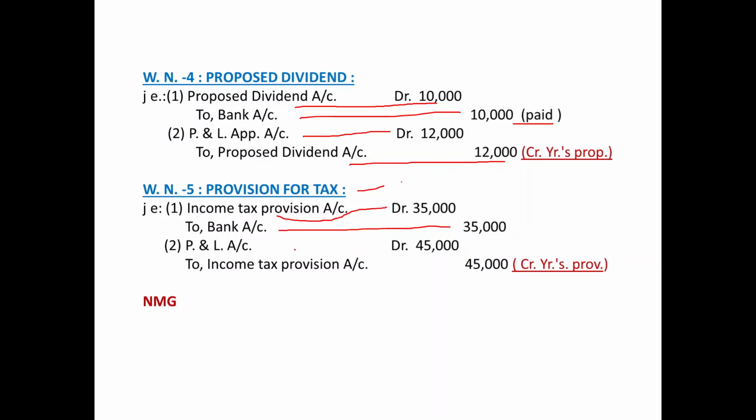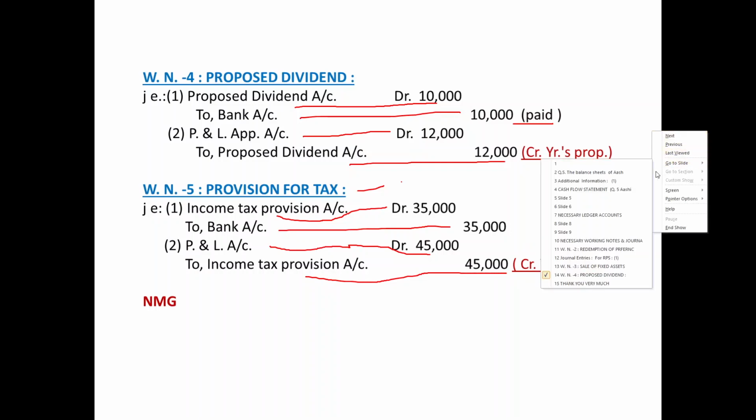Then current year's provision, once you close the ledger account of income tax provision, you will get the balancing figure on the credit side, which would be the provision of the current year and the journal entry for that: profit and loss account debited 45,000 to income tax provision account credited 45,000.